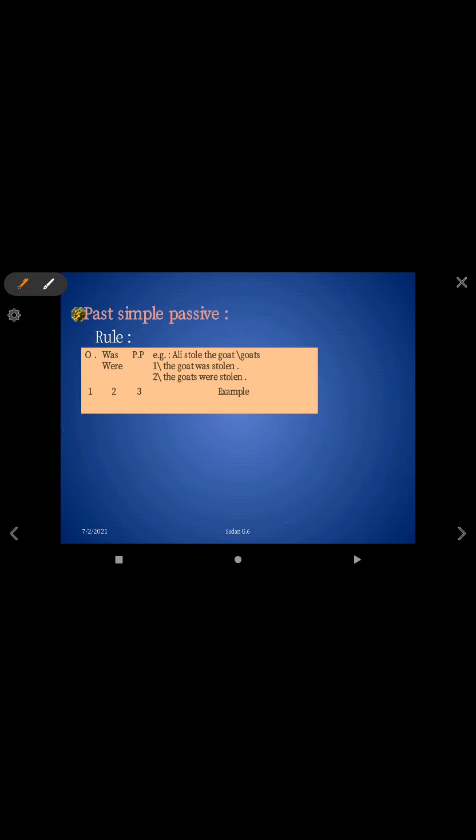Now we get to the past simple passive. Its rule: first the object, second was or were, third past participle. An example: Alice stole the goat or goats. If it is goat, the goat was stolen. Here you see it is was. The second, if it is goats, the goats were stolen. You see here also we use were, and the first one we use was.